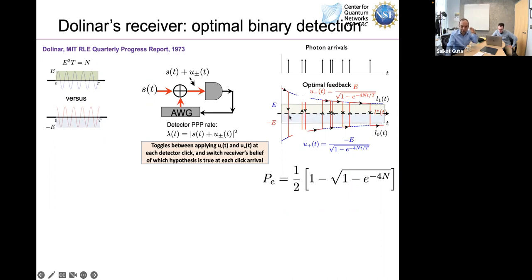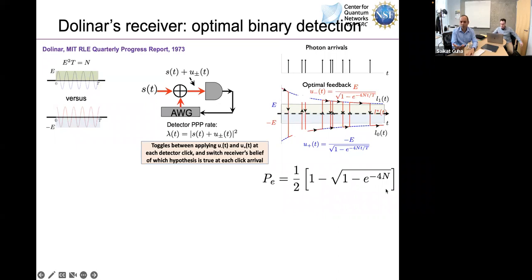Every time your detector generates a click, and the click's Poisson point process is obviously driven by the intensity, the magnitude squared of this sum, because that is what is fed into the detector, you change your mind internally about what the current hypothesis is, and you switch to applying the other waveform in this adder. You just keep flip-flopping. And at the end of time, when the pulse is no longer there, you have gone through 0 to capital T, the receiver just declares the current hypothesis it is holding as the final answer. And it turns out that by optimally choosing this u_plus(t) and u_minus(t), he was able to show you can get this error probability.